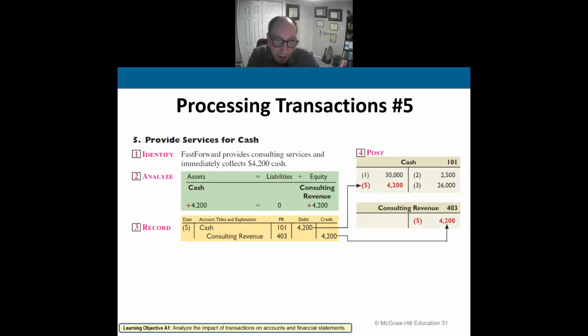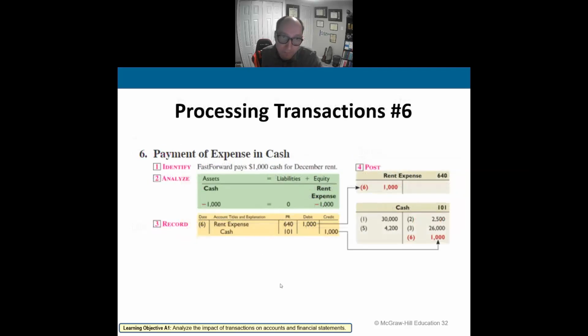Another transaction. I provided consulting services for my customers. They paid me in cash. Great. So I identified what happened. I analyzed the effect on the accounting equation, increase assets, increase equity. Why am I increasing equity? Because it's revenue. But remember, anytime you make a sale, it's revenue. So I debit cash to increase my cash. I credit revenue to increase my revenue. I post those to the general ledger accounts.